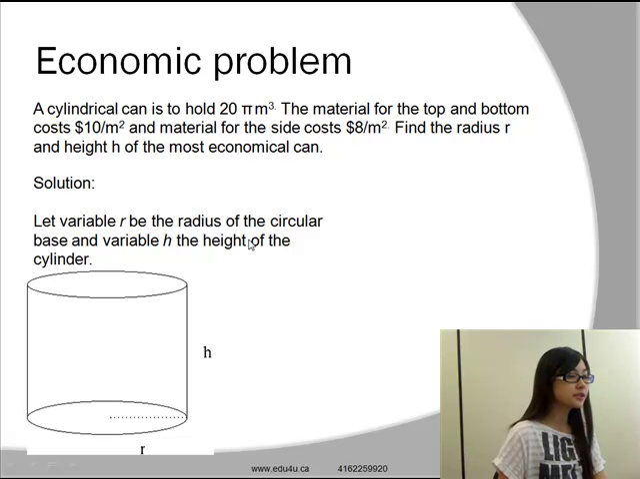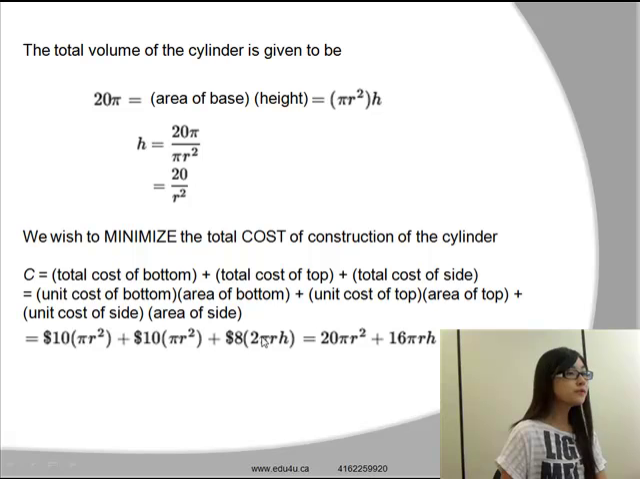Solution: let R be the radius of the cylindrical base and H be the height of the cylinder. The total volume of the cylinder is given to be 20 pi. And that will be equal to the area of the base times the height. Area of the base is area of the circle, which is pi r squared, times h. If we rearrange this equation, we will get h in terms of r. So height will be equal to 20 pi over pi r squared. The pi's can be reduced, and that will be equal to 20 over r squared.